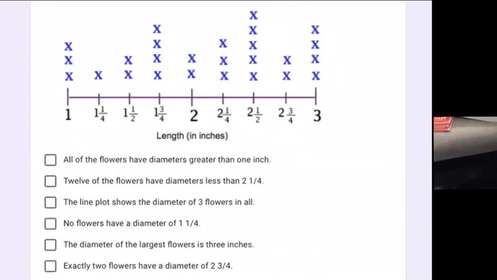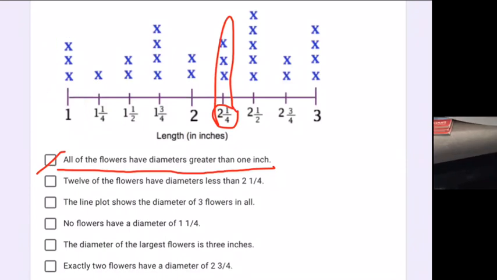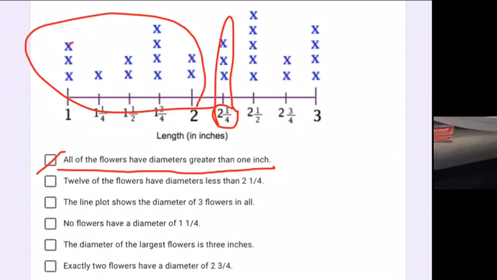All of the flowers have diameters greater than 1 inch. Well, that one doesn't work because look, 3 of them are 1 inch. So I'm going to cross that out. 12 of the flowers have diameters less than 2 1/4. Here's 2 1/4. So these are 2 1/4. Could I count up all of these? I could. 1, 2, 3, 4, 5, 6, 7, 8, 9, 10, 11, 12. Oh, that one's correct. So I'll bubble that in.